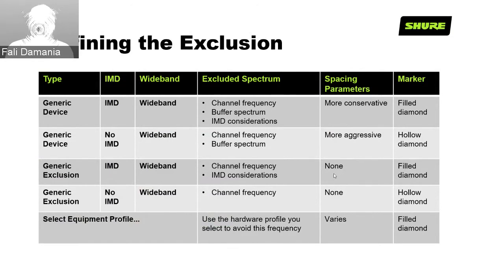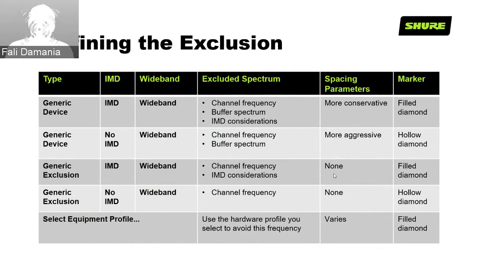The next is a generic device, but no intermodulation. Think of this now as a TV station that might be a couple of miles away from you. So there's no real possibility of that transmitter coming in contact with your transmitters on your stage. In this case, the software just considers that peak as a TV station, but there are no chances of it causing intermodulation. There are certain parameters which it will exclude when it does its calculation.